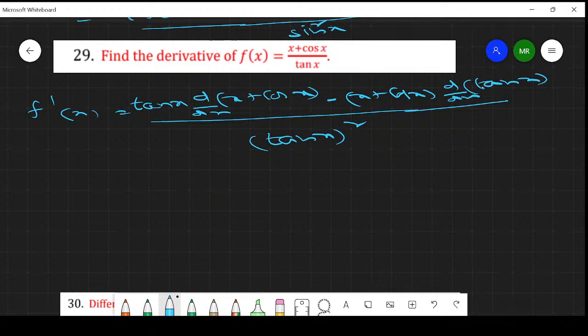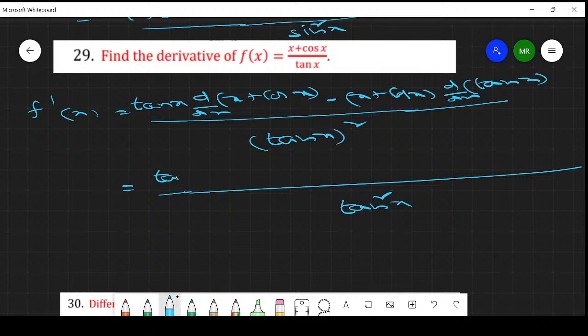So in the previous problem I explained the quotient rule. Denominator tan square x. Numerator, you can see here, tan x into derivative of x is 1, cos x minus sin x, minus x plus cos x, derivative of tan x is secant square x. If you are able to simplify, or you can also leave it like this.